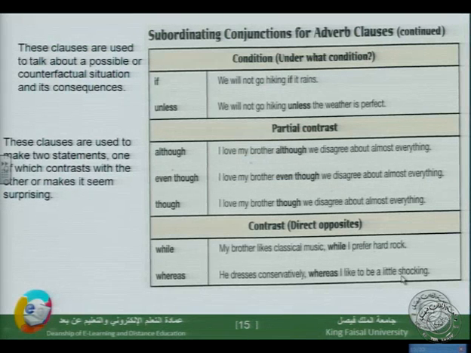Now, these are some other subordinating conjunctions for adverb clauses. So if you ask about conditions, like under what conditions, هذه الشرطية بنستخدم if أو unless. These clauses are used to talk about a possible or counterfactual situation and its consequence. مثلا, we will not go hiking if it rains. لن نذهب بالـhiking إذا أمطرت. We will not go hiking unless the weather is perfect. Okay?